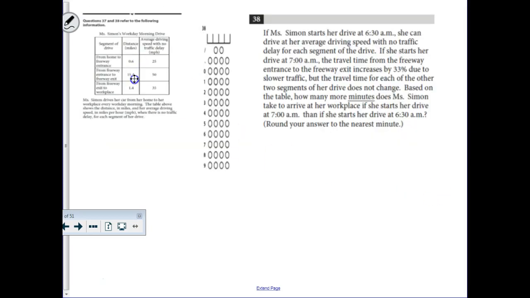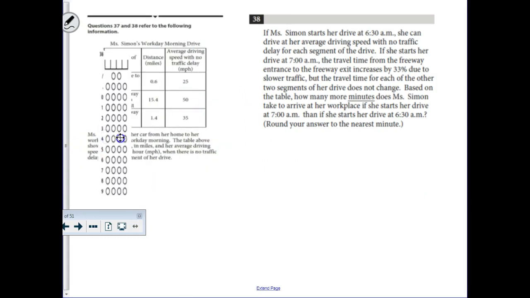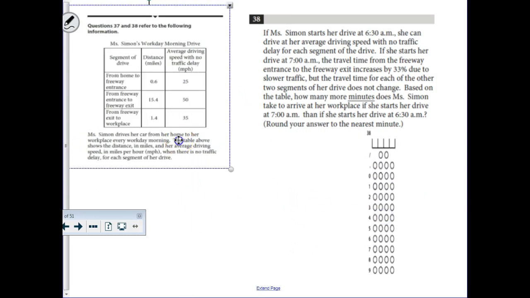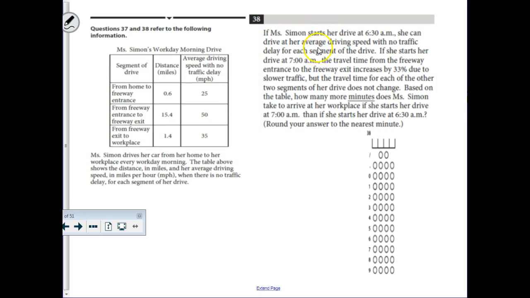This last question here is still referring to little Miss Simon and her chart, her table. Which I can't read this question though, so tiny. There we go. Oh, that's a lot of words. And of course it's the last question. So if Miss Simon starts her drive at 6:30 a.m. she can drive at an average driving speed with no traffic delay for each segment of the drive. So no traffic if she starts at 6:30.